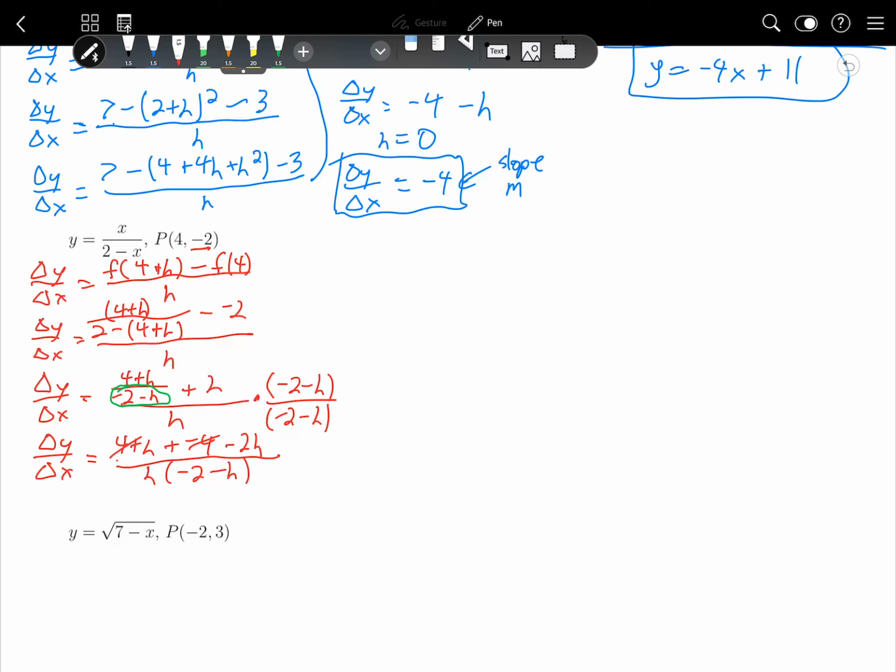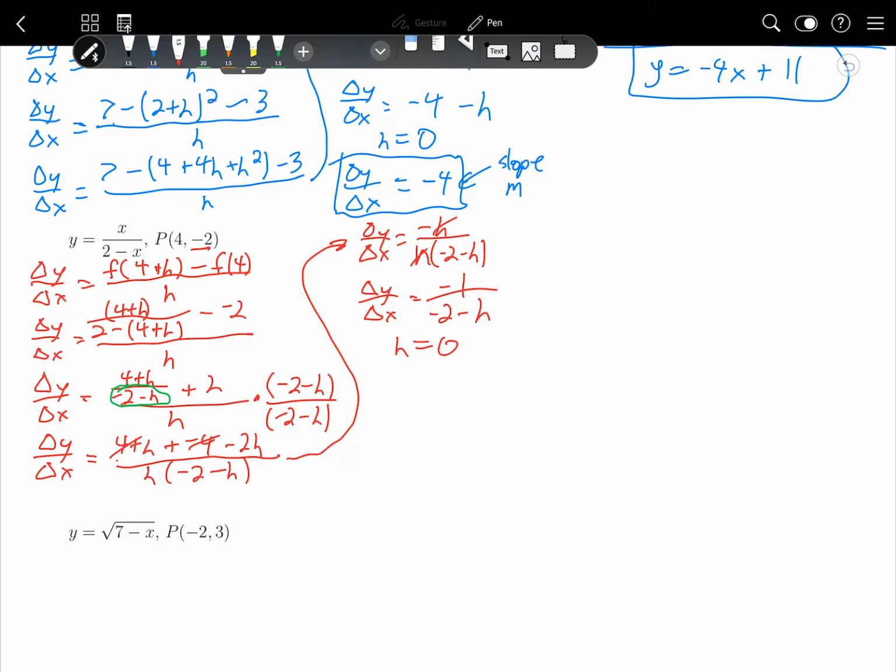So these cancel. And I think I'll just come up here at this point. So delta y over delta x equals h minus 2h, which is negative h, over h times negative 2 minus h, and now I can cancel out an h. So delta y over delta x equals negative 1 over negative 2 minus h. Okay, so now that we've simplified it down as much as we can, we want to substitute in h again. We want to let h equal 0.